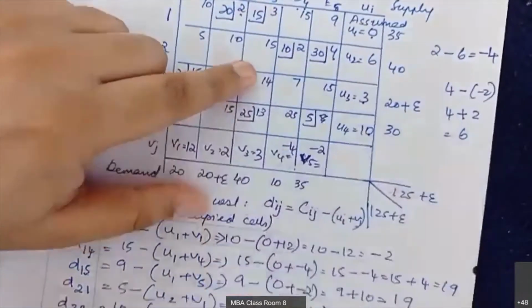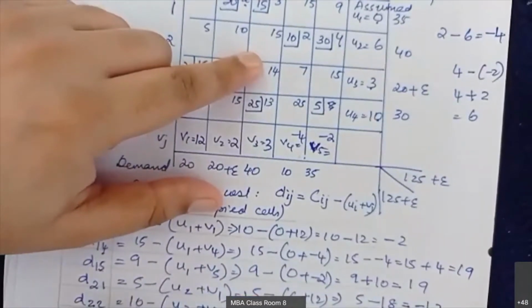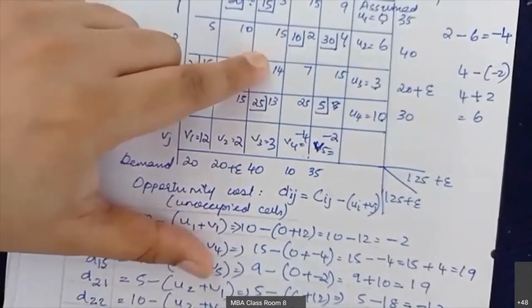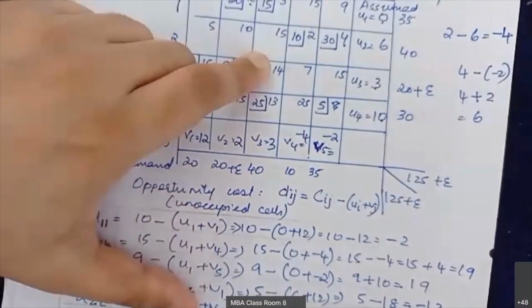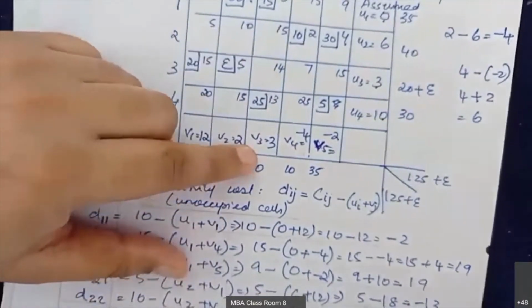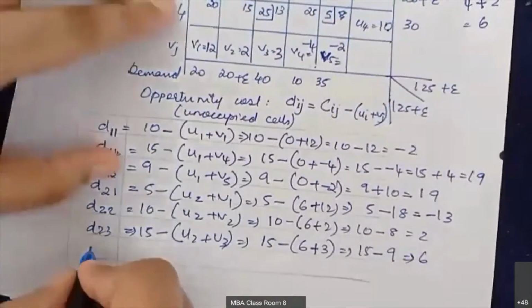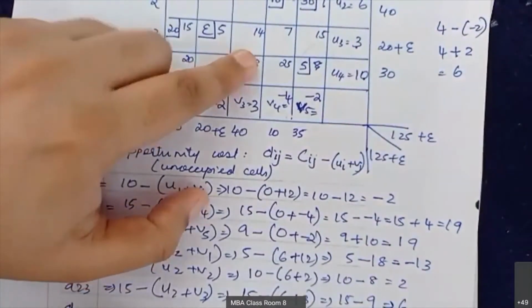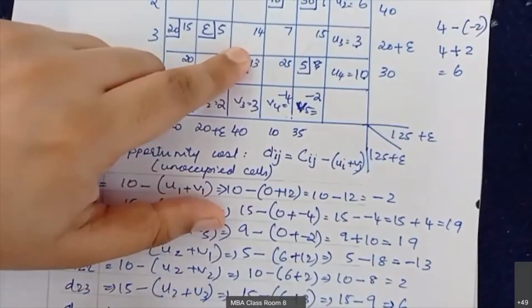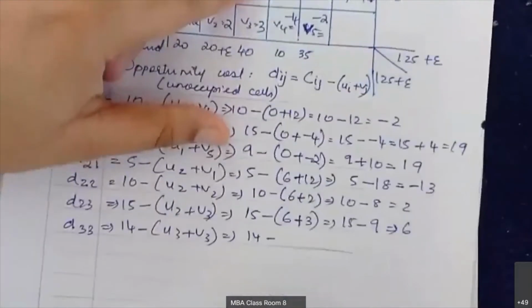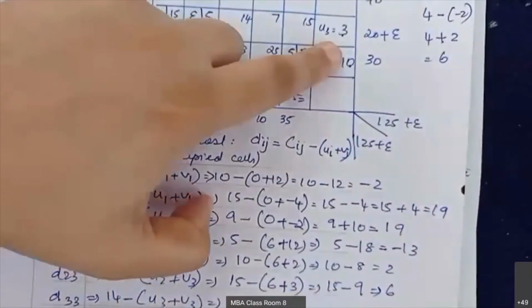Next one, we have the empty cell D23. What is the cost there? It is 15, minus U2 plus V3. 15 minus, what is the value of U2? It is 6, plus what is the value of V3? It is 3. So 15 minus 9, it is 6. Next one, we have an empty cell in the third row, D33. The cost is 14 minus U3 plus V3. Can you see 14 minus, what is U3? The value is 3.